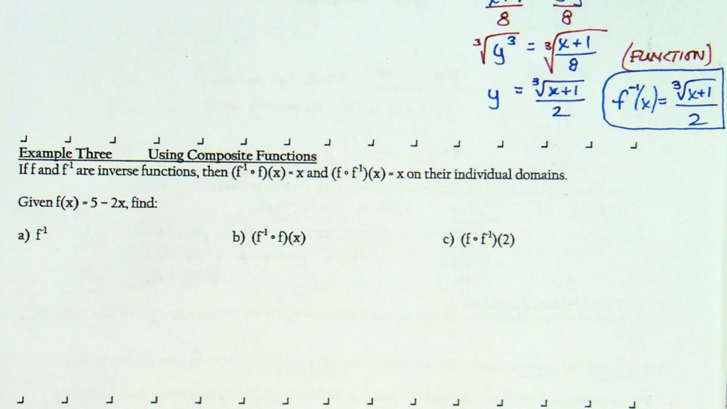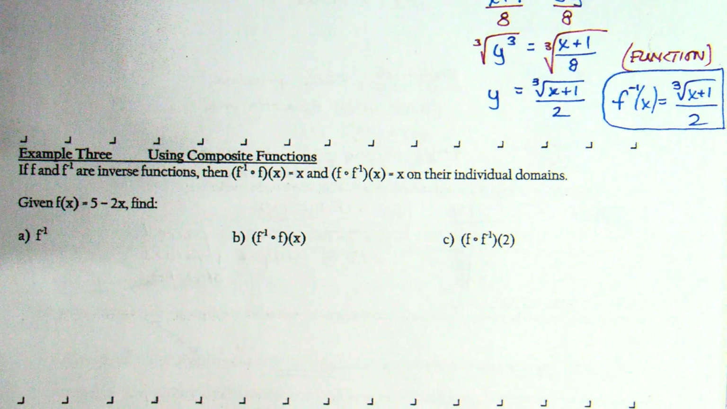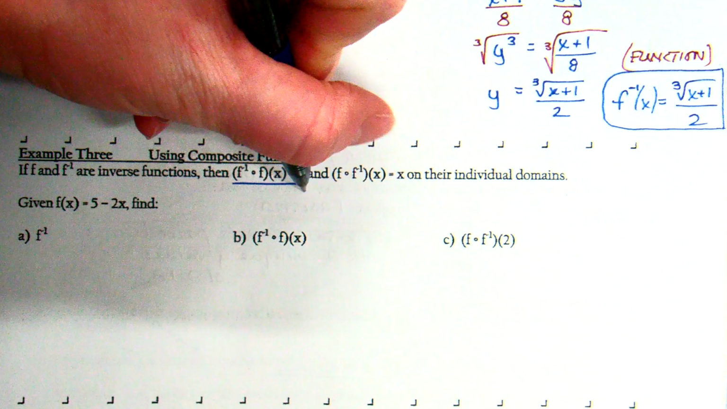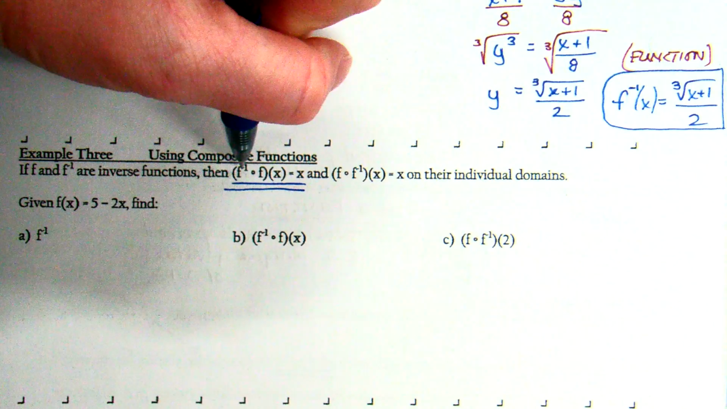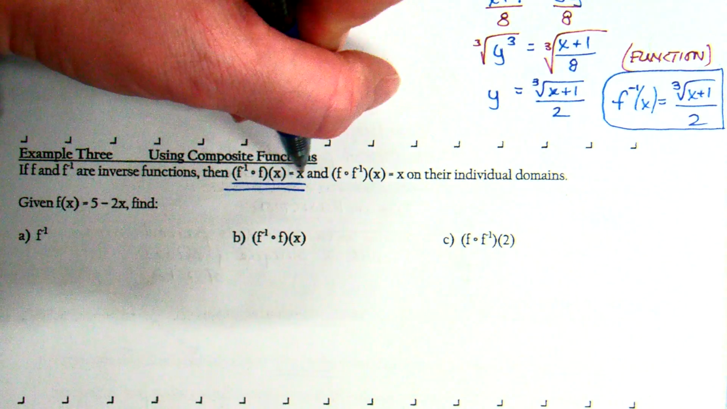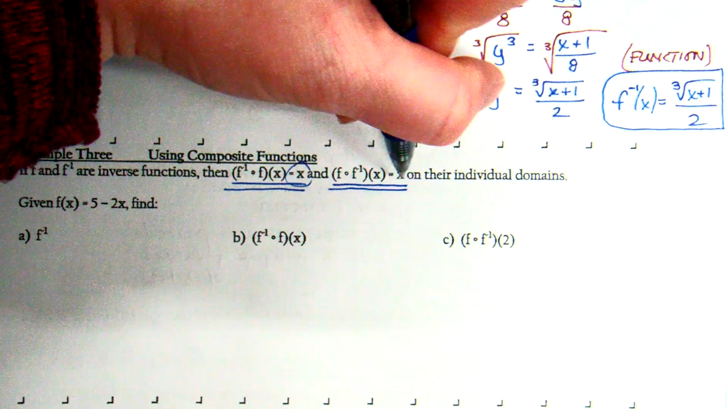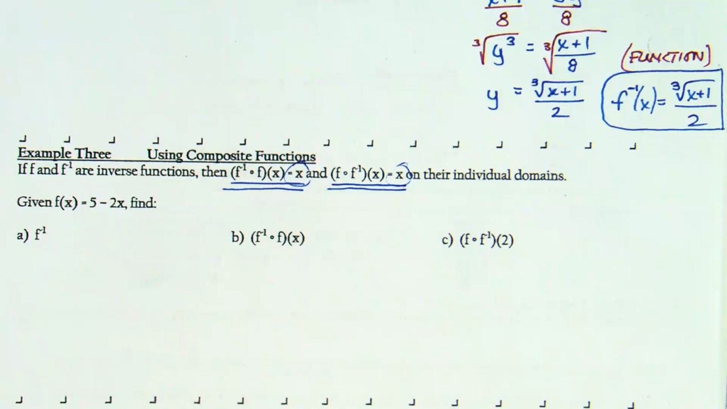So essentially this is our way that we can prove a function and an inverse are truly inverses of each other, because we can use these compositions. And that's what we're going to do here. So notice right here, f inverse composed with f of x equals x, and f composed with f inverse of x equals x.